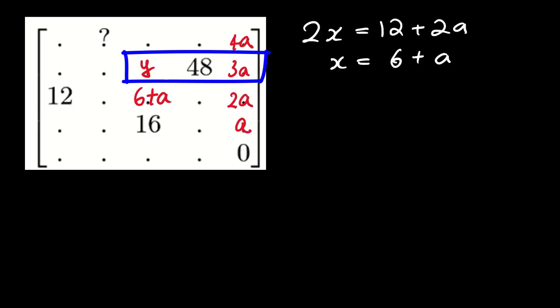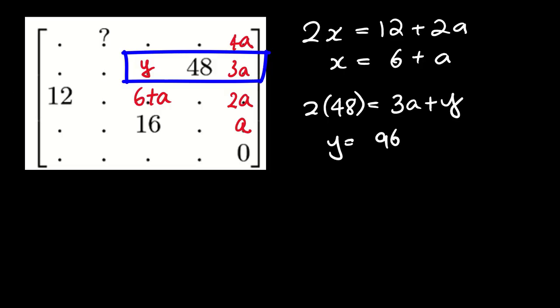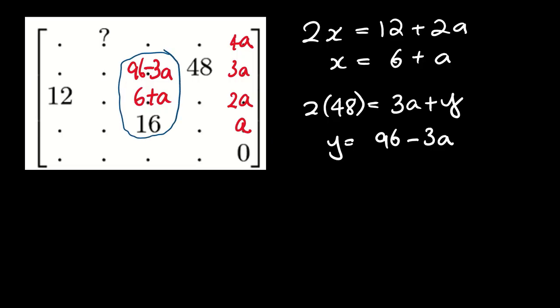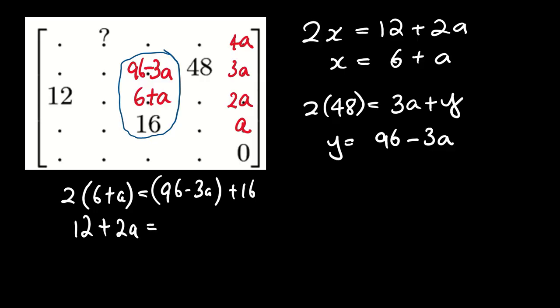And we know that from row number 2, double of 48 equals 3A plus y. So y equals 96 minus 3A. Now we look at these three numbers, which also form an arithmetic progression. So double of 6 plus A equals 96 minus 3A plus 16. So 12 plus 2A equals 112 minus 3A, meaning that 5A equals 100, A equals 20.